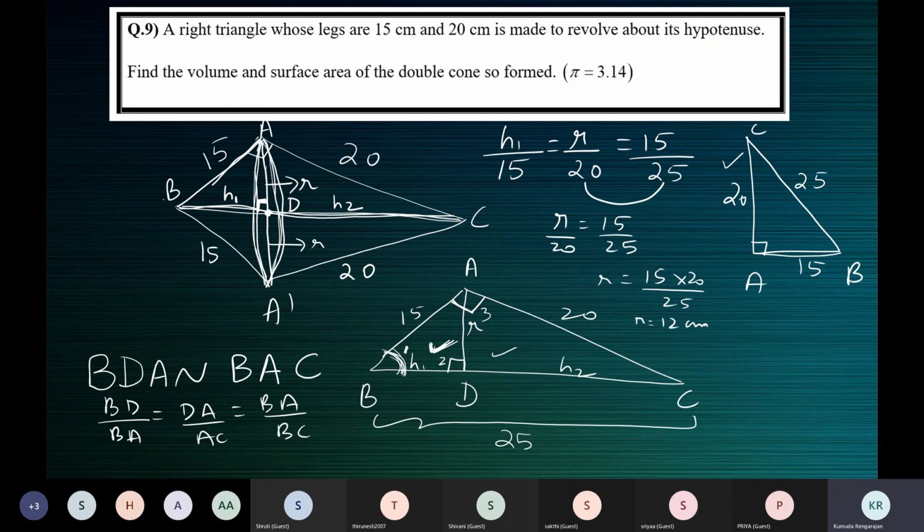And what about H1, children? H1 is 9 centimeters. Okay, and H2 will be 25 minus 9, which is 16 centimeters. All right.